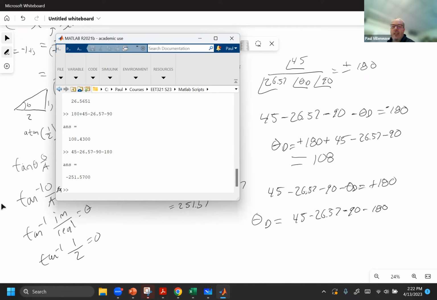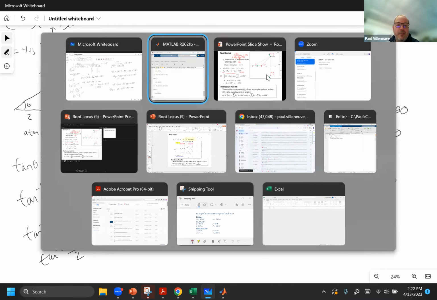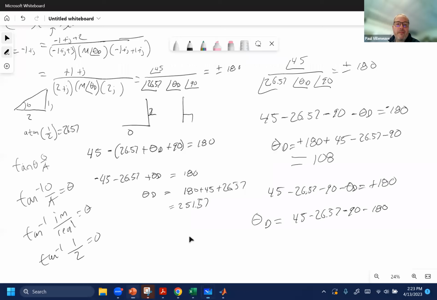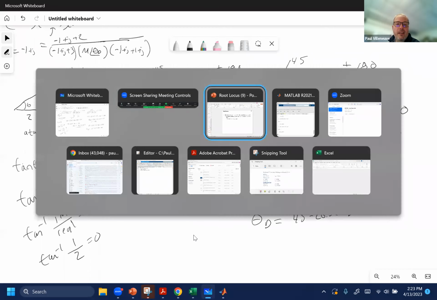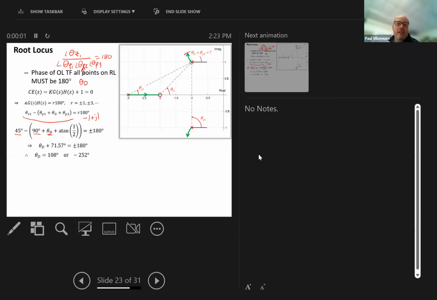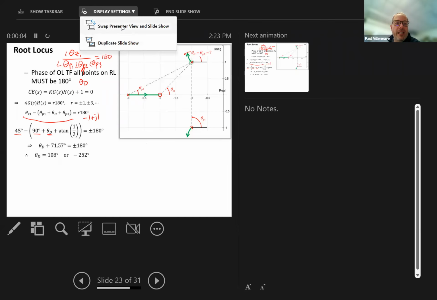So I have a typo in my notes. It should be 251.6. Sorry about that. Let me fix that real quick. I'll just call that 252. So I had a typo there. I apologize for the error, but we get the correct results.